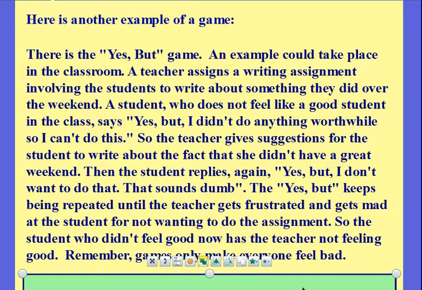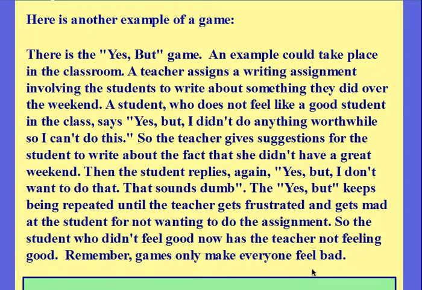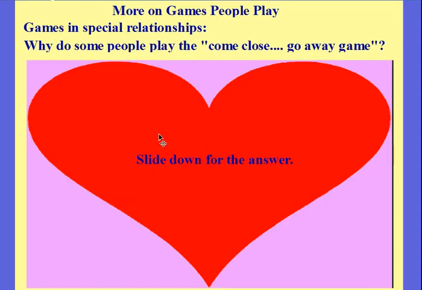So the student wasn't happy in the first place, and the student made the teacher mad. So that's what happens in a game. Everybody gets mad, but that's often played in a classroom, and it can be in other places too. Now, there's more games that people play.